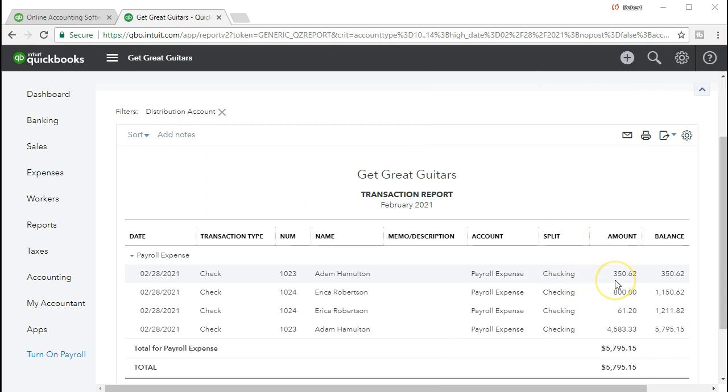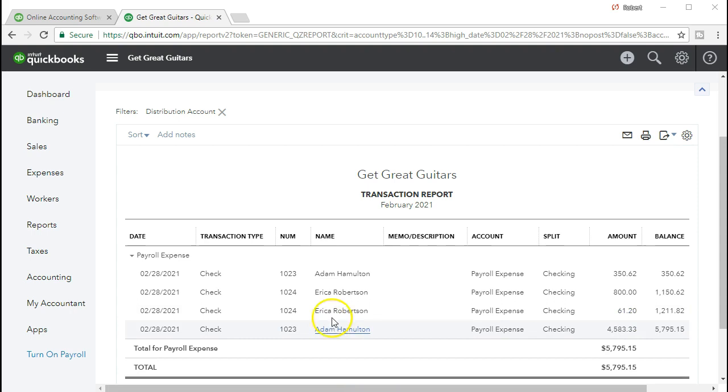So we got Adam Hamilton. Here's our payroll taxes, and this is his total earnings, not the paycheck that Adam got, total earnings. And then we've got Erica. This is the total earnings, and this is the Social Security and Medicare that we match on the employer side. So those are going to be those items.